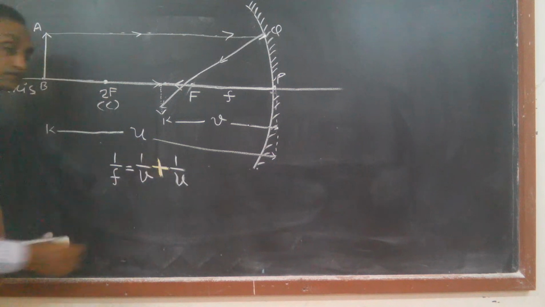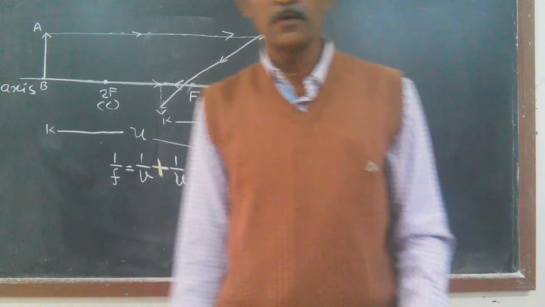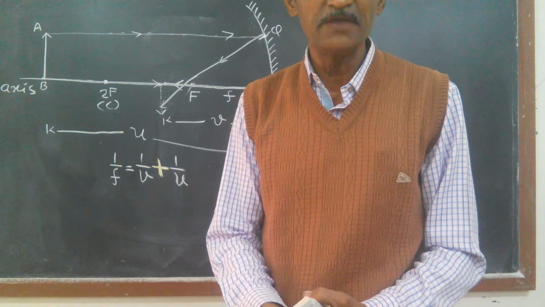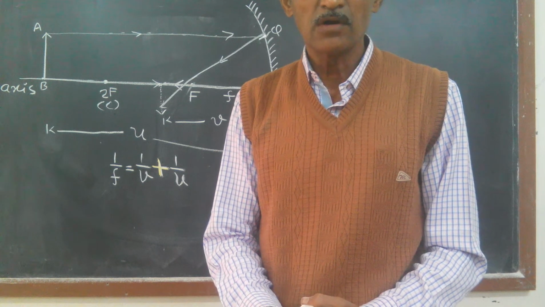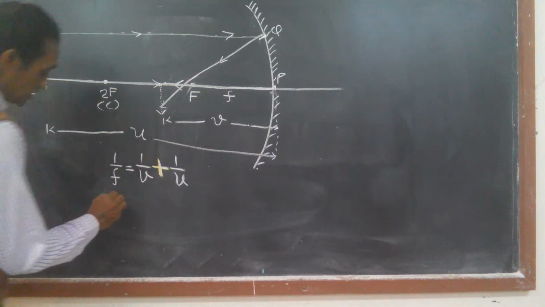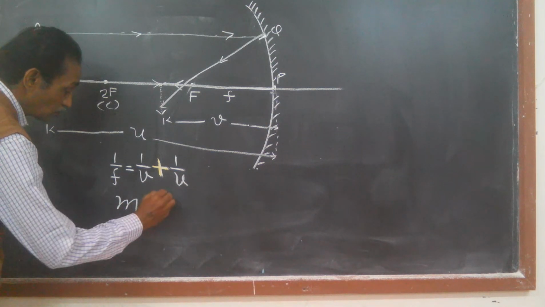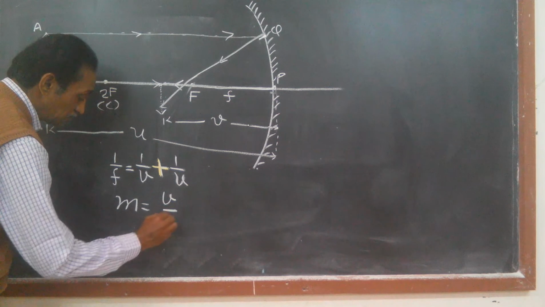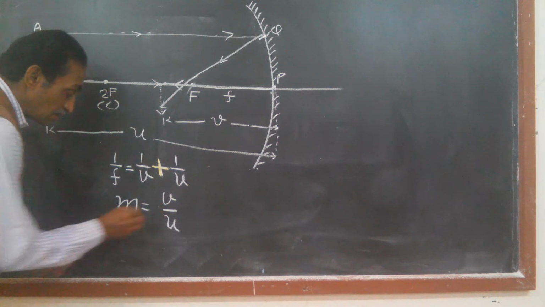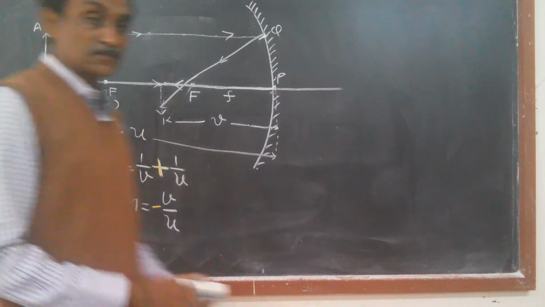The ratio of image distance to object distance, V by U, is called magnification. Magnification is given by M is equal to minus V by U. Here we have to add minus sign according to sign convention. Right?